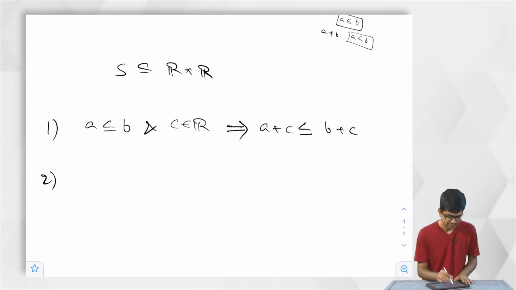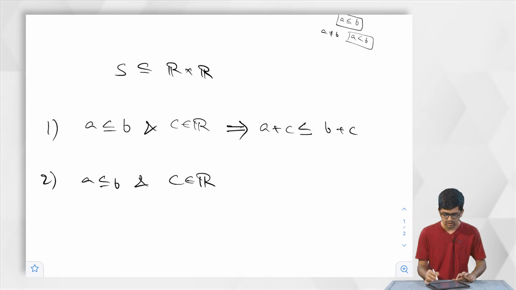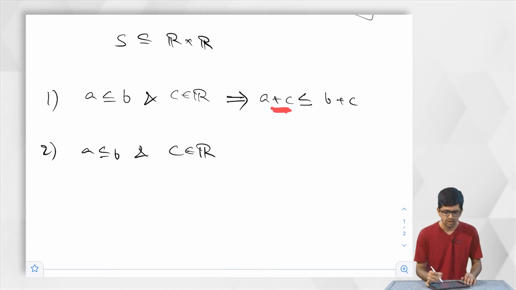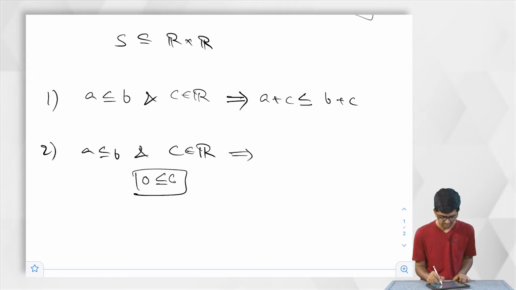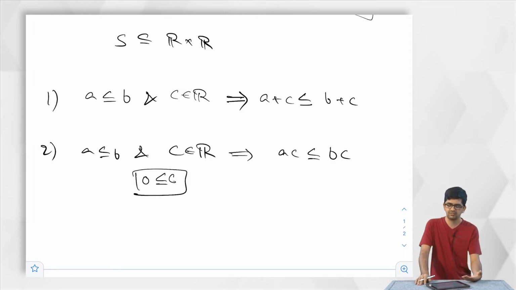For the second condition, again I am starting with A less than or equal to B only, and C belongs to R. We mentioned addition here, now we will do the multiplication part. C belongs to R, and one more condition is there, that C should be greater than or equal to 0. So this is an extra condition that they are asking. If C is greater than or equal to 0, then we have AC less than or equal to BC. So these are the two compatibility conditions that they are asking for us to satisfy.